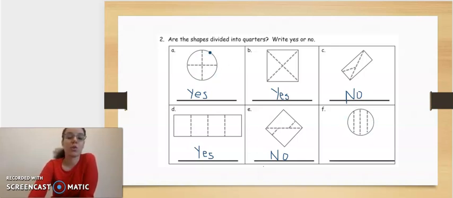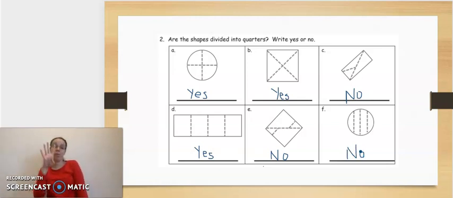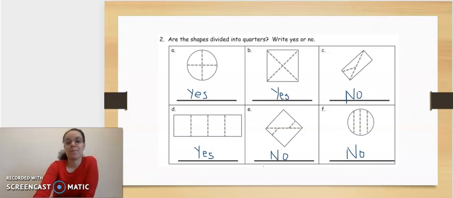We break a circle into quarters like this. We make it like a T. We never do this because that's not fair. This piece right here is not the same as this long piece in the middle. So absolutely not. Remember, for it to be quarters, it needs to have 4 parts, and the parts need to be the same size and the same shape. Awesome, let's keep going.